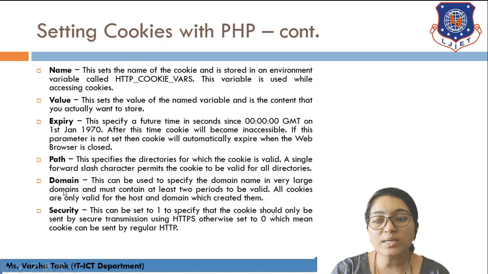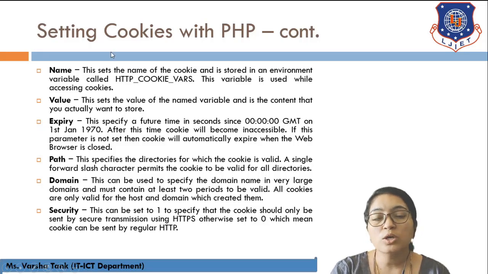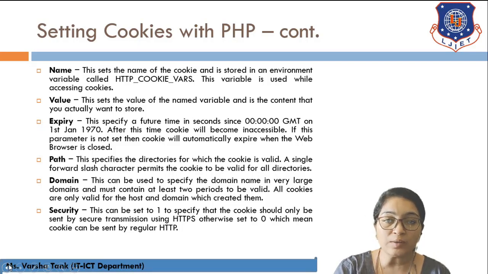Okay, all the cookies are only valid for the host and domain which is created there. Now for the security, this can be set to 1 to specify the cookie should only be sent by the secure transmission using the HTTPS. And if it is 0, which means the cookie can be sent by the regular HTTP. For the security purpose, you have to set this to 1. And if the data is not so secure, you can set it to 0. So these are the parameters that should be set when we are defining the cookies.